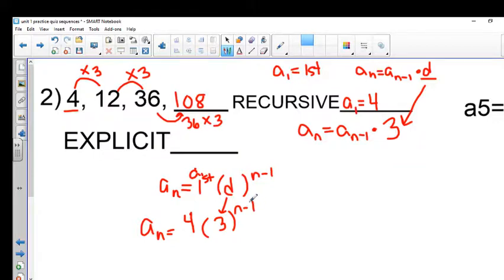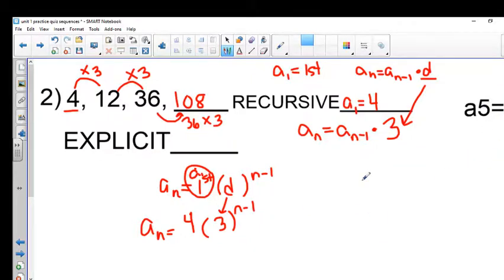So basically, on this one, always on the explicit, you're filling in for 2. On the recursive, you're just plugging in for the D. So we had to figure out the first term, which we already had because we had it up here. Then we had to figure out our D, which we already had up here. So easy, just got to write the formula. Your first term, which is 4, your D, then n minus 1.